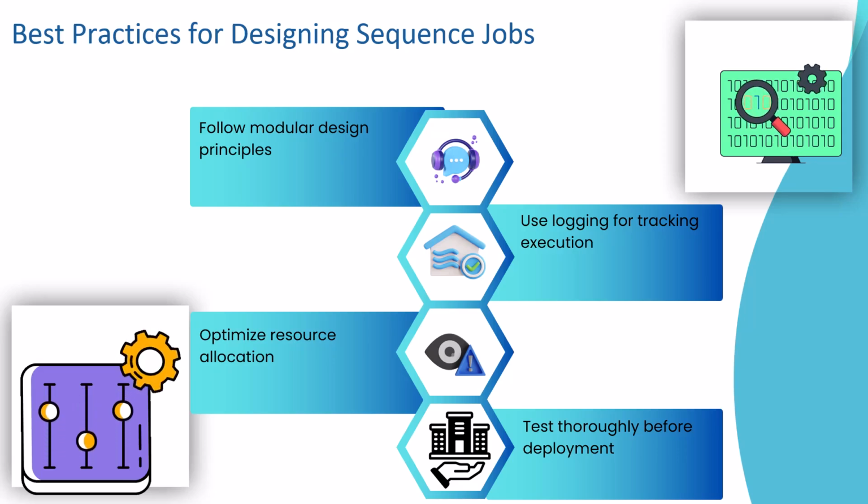Designing sequence jobs is an art. Think of it as crafting a perfect recipe. Modular design keeps things clean and reusable. Logging. That's our diary. It tells us what worked and what didn't. Smart resource allocation ensures smooth execution, avoiding bottlenecks. And testing, like tasting before serving, a necessary step to avoid disasters.